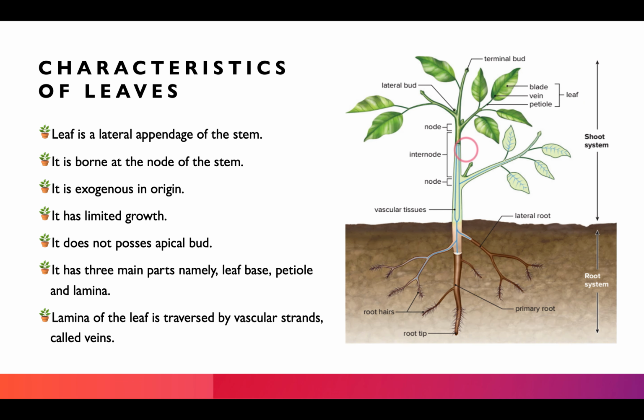Now we proceed to the different characteristics of leaves. Listed on the slide are the following. A leaf is a lateral appendage of the stem. It is borne at the node of the stem. It is exogenous in origin, meaning they originate outside, along the lateral lines of the plant. It has limited growth. It does not possess an apical bud, and it has three main parts, namely the leaf base, the petiole, and the lamina, also known as the leaf blade. The lamina of the leaf is traversed by vascular strands called the veins.